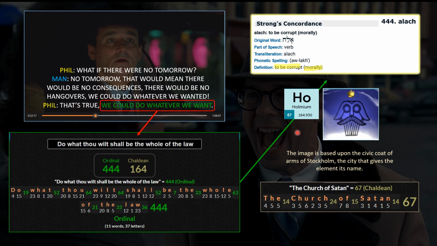164 matches the element holmium on the periodic table elements as its atomic weight, and that is the 67th element on the periodic table. The imagery we get there is the king with the crown, and that is based on the civic coat of arms of Stockholm, the city that gives the element its name. And for those that have been following me for a while, 67 is a big number in my Church of Satan decode, and as you can see there, the number 67 matches the words the Church of Satan.